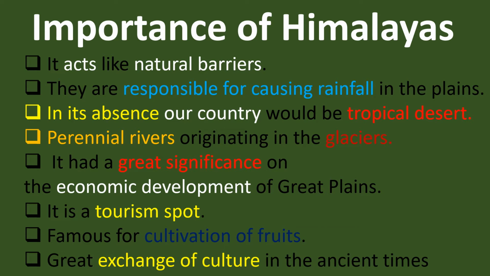And the rivers originating in the glaciers of these mountains result in the perennial flow of water. Perennial flow of water means the rivers which have water throughout the year. This had a great significance on the economic development of the Great Plains. And the Himalayas are also known for beautiful valleys like Kashmir, Kulu, Kangra, and Kathmandu, which are some of the famous hill stations, and they act as tourism spots.